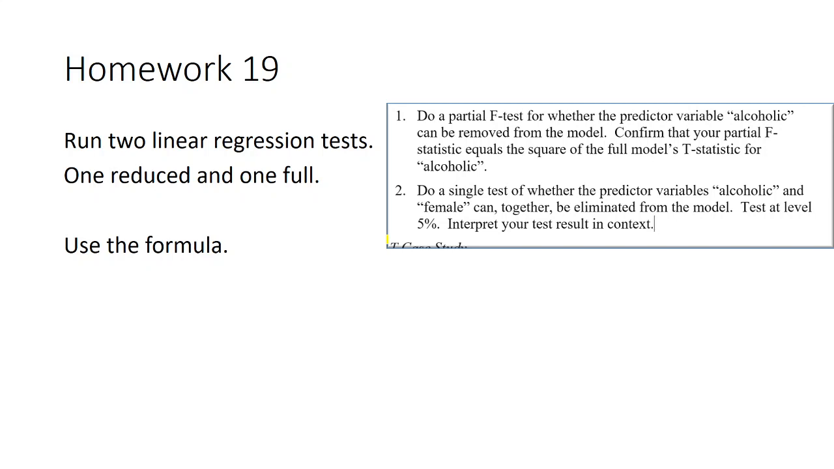And the same thing: you run the full model, and then you remove alcoholic and female, so you have 2. So your degrees of freedom in the numerator will be 2, and then you can do that test at the level of 5%. Again, make sure you have a good null hypothesis and alternative hypothesis, and you will be golden.